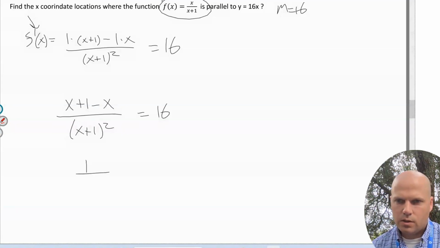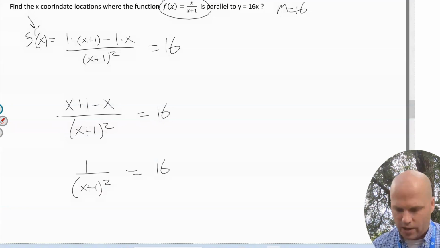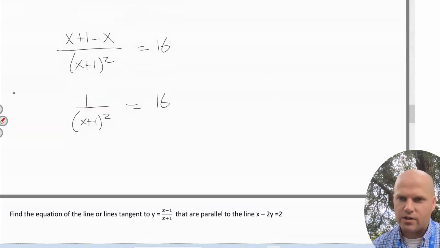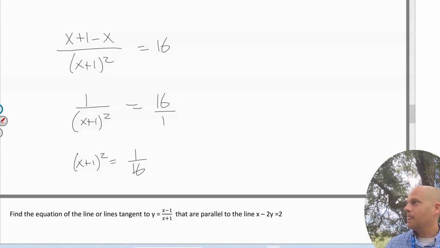Going to get this. Oh, great stuff right here. Why do I say this is great stuff? Flip both sides. This is a great example of flipping both sides. Homework video tonight. Flipping both sides gives you that. This is what we have.